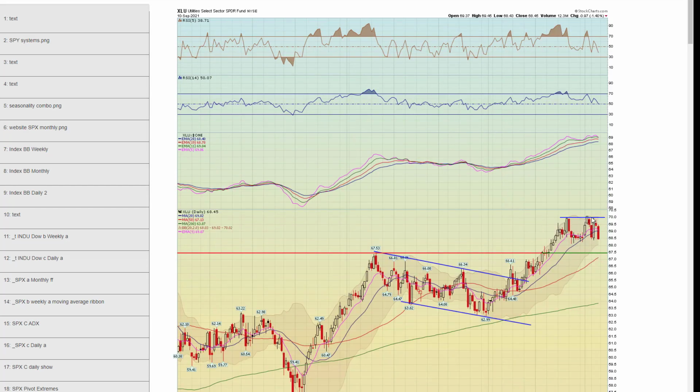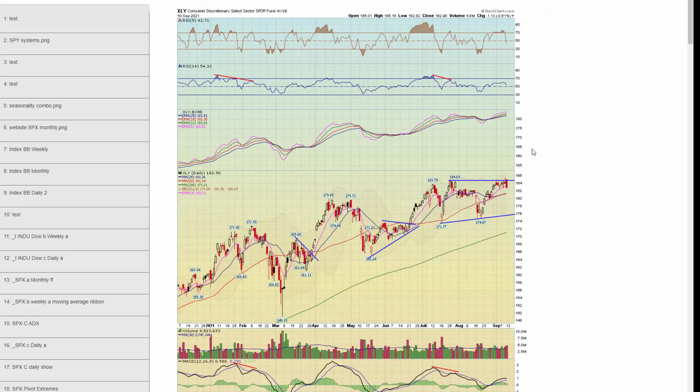Next. Chart 55, utilities. So far pulled back from this resistance. This is your major support at the moment. 67.50. Next. Chart 56, consumer discretionary. Still very strong sector. Briefly made a new high here, pulling back just a little bit.